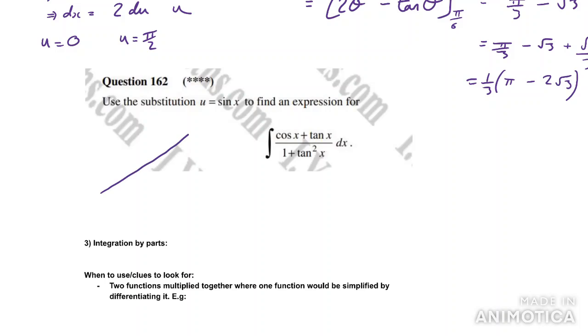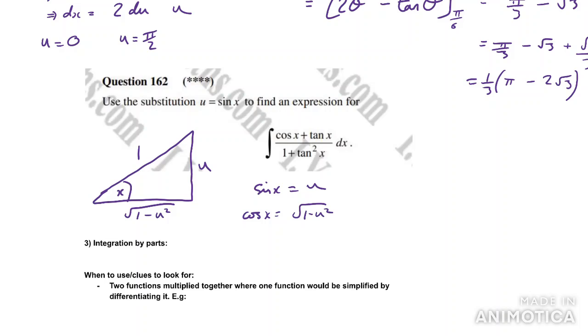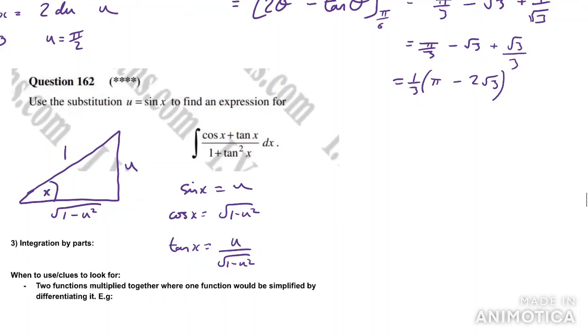So what you can do for these is construct a little triangle where we say that if this angle is x and this side is u and the hypotenuse is 1, then in this triangle, we know that sine x equals u. And so now just using this triangle, we can say that this side is root 1 minus u squared. And so immediately that gives us that cos x is root 1 minus u squared, and tan x is u over root 1 minus u squared. And so that allows us to just do the substitution.